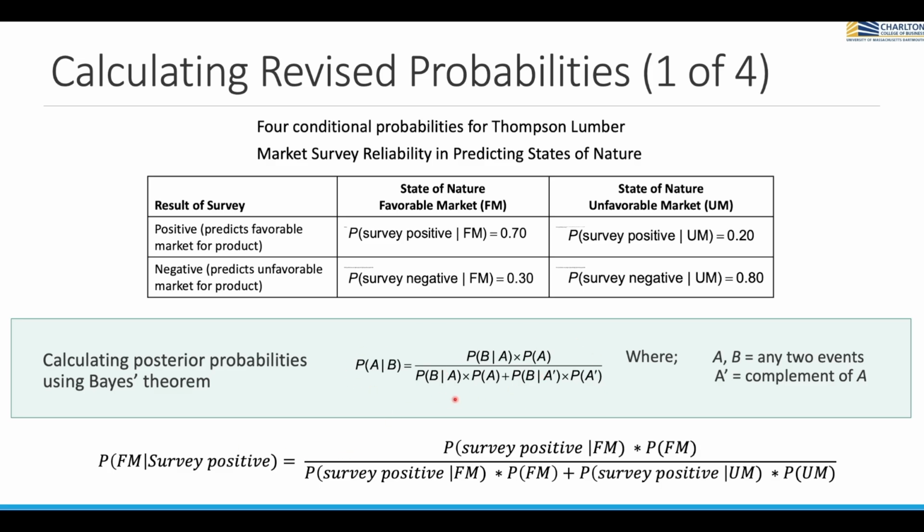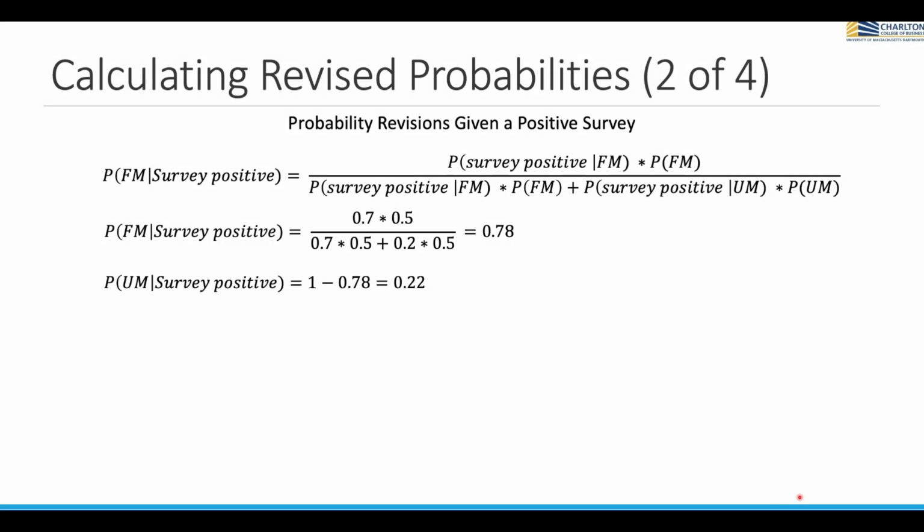Using Bayes' theorem, that's equal to the probability that the survey is positive, knowing that the market is favorable, multiplied by the probability that the market is favorable, or the prior probability, divided by the probability of the survey being positive, knowing that the market is favorable, multiplied by the probability of a favorable market, plus the probability of the survey being positive, knowing that the market is unfavorable, multiplied by the probability that the market is unfavorable. So if I put the numbers in the equation, I can get the result.